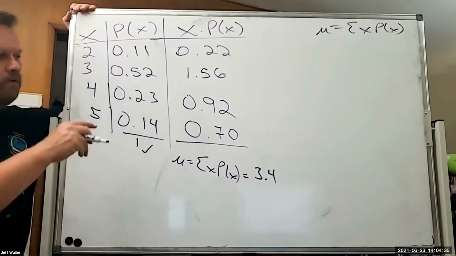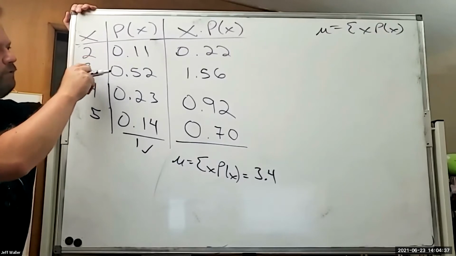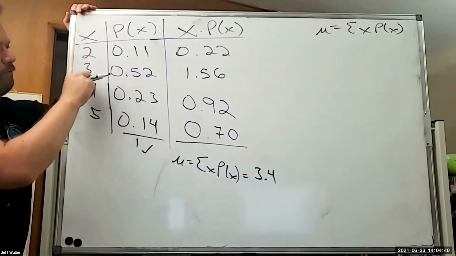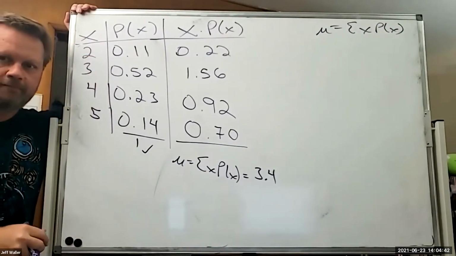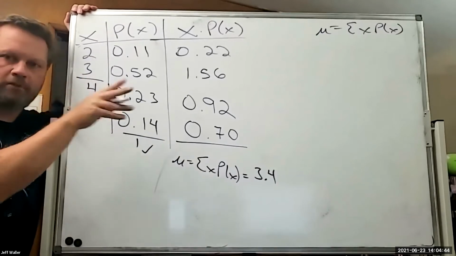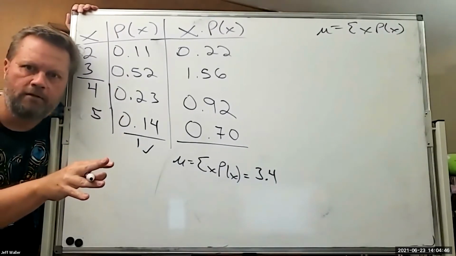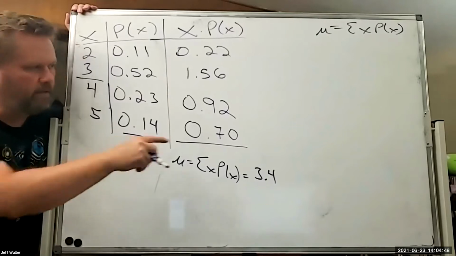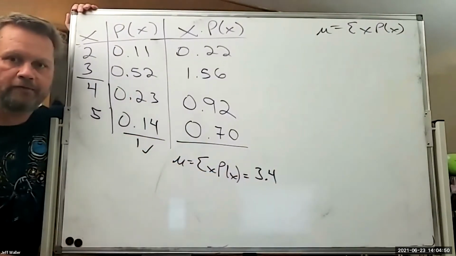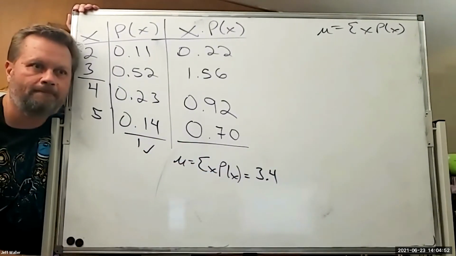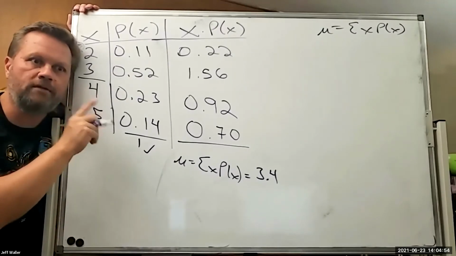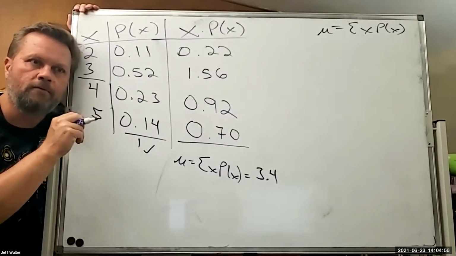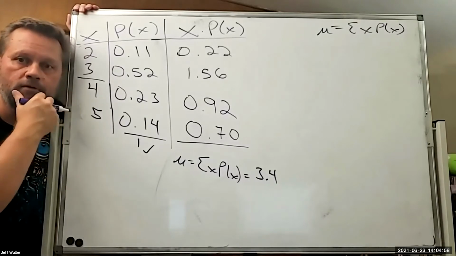Now, real quick question. What's the average of 2, 3, 4, and 5? Would it be 3.5? You guys agree with me? Why did this come out less than 3.5? Where's most of the data? What data point occurred the most? 3.